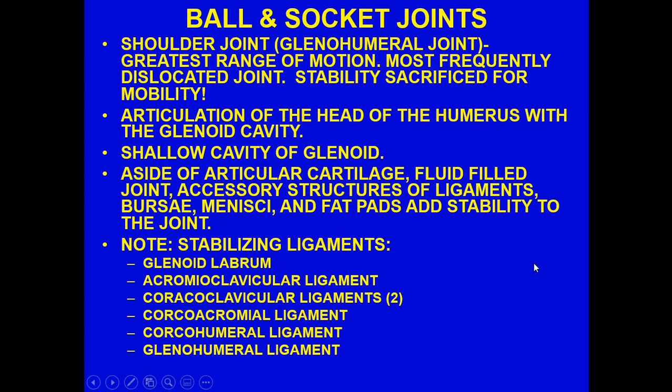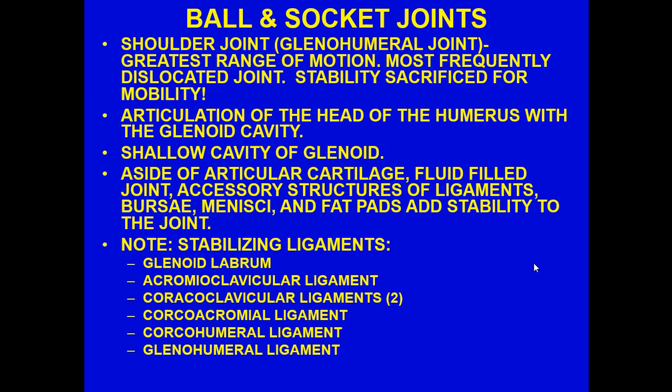Now, we're going to move into several of the joints, particularly ball and socket joints first. This is the shoulder joint, otherwise known as the glenohumeral joint. It has the greatest range of motion and is the most frequently dislocated joint. Its stability is sacrificed for mobility. Okay, so it's a shallow ball and socket.